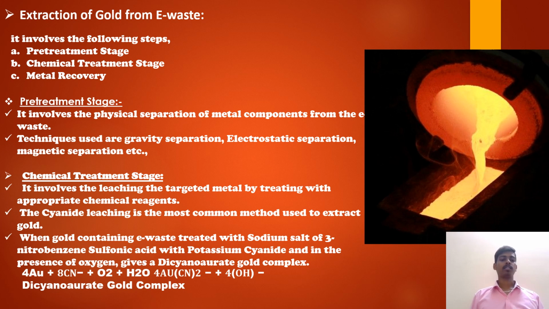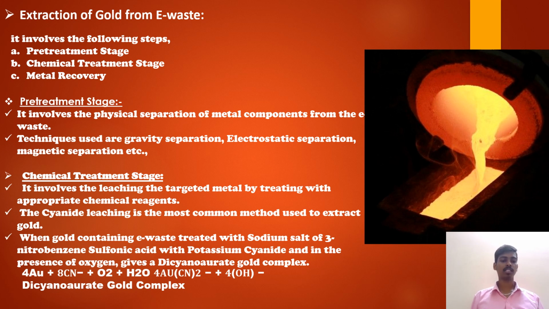And the chemical treatment stage. It involves leaching, which is very familiar, leaching the targeted metal by treating it with appropriate chemical reagents. Cyanide leaching is the most common method used to extract gold. When gold-containing e-waste is treated with the sodium salt of 3-nitrobenzene sulfonic acid and potassium cyanide, in the presence of oxygen, it gives a dicyanoaurate gold complex.